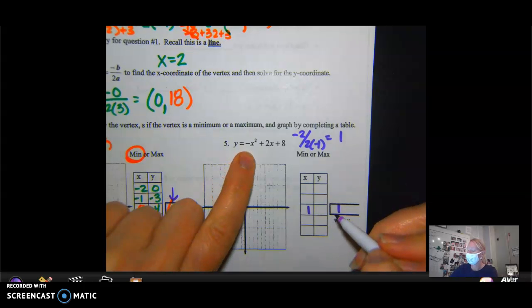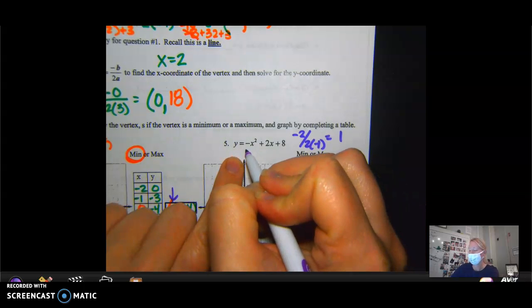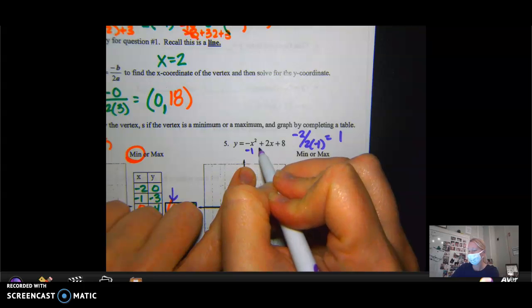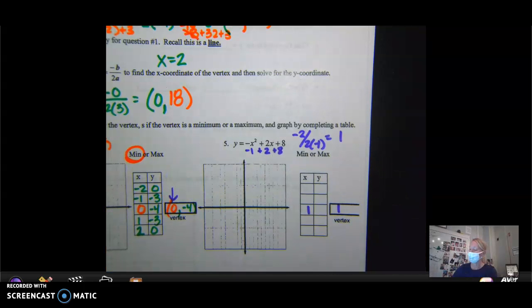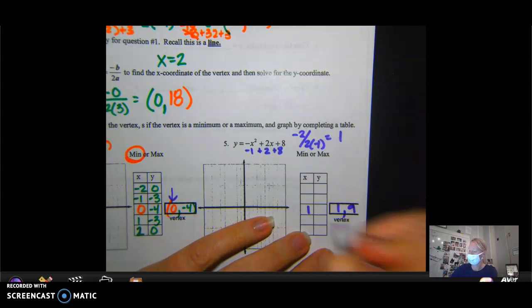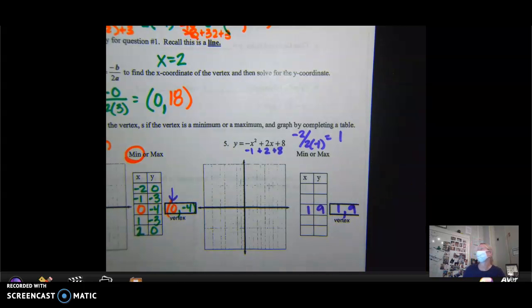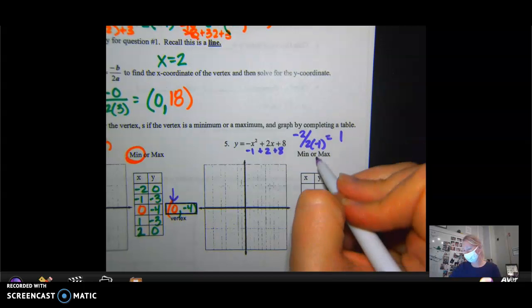Let's plug it in. 1 squared is 1. Throw on the negative, I get negative 1. 2 times 1 is 2 plus 8. So I'm doing 2 plus 8 minus 1. That is 9. So my vertex is at 1, 9. Is this parabola going up or down? Down. How do I know that? Yep, the negative a value. So does that mean it has a max or a min? Good.